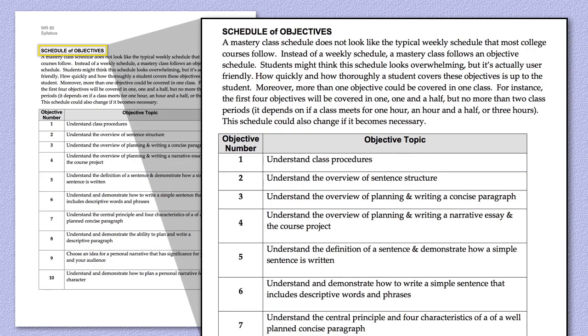The next section is the schedule of objectives. This schedule shows you, again, that a mastery class is altogether different from a traditional class. In a traditional class, the schedule comes out as topics, and they run from week 1 through week 10, or week 12, depending on if your college is on a quarter or a semester system. A mastery class schedule comes out as objectives, and they run from first objective to the last. In a mastery class, once you complete one objective, you move on to the next objective.